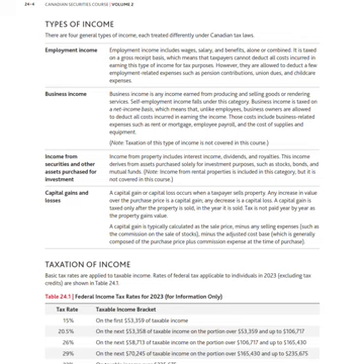Business income. Business income is any income earned from producing and selling goods or rendering services. Self-employment income falls under this category. Business income is taxed on a net income basis, which means that, unlike employees, business owners are allowed to deduct all costs incurred in earning the income. Those costs include business-related expenses such as rent or mortgages, employee payroll, and the cost of supplies and equipment.